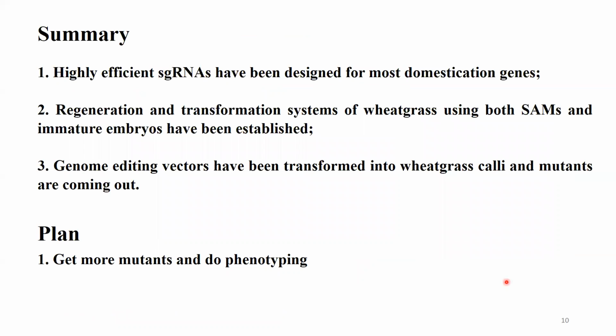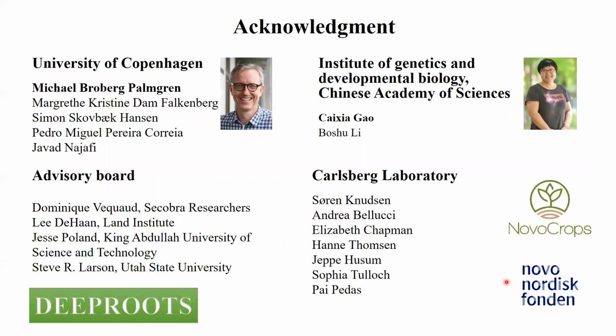Okay, let's go to a summary. For most domestication genes, we have designed highly efficient sgRNAs, and now wheatgrass is transformable using shoot apical meristems and immature embryos as explants. The highly efficient sgRNAs have been transformed into wheatgrass, and the mutants are coming out. Next, we are going to get more mutants and do the phenotyping.